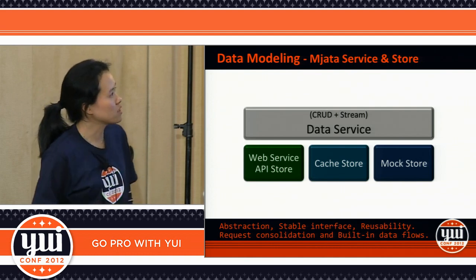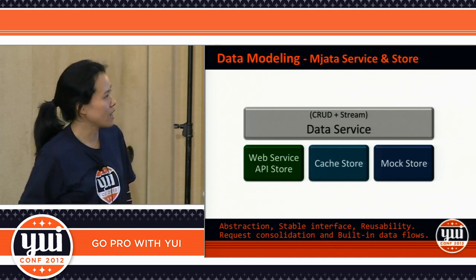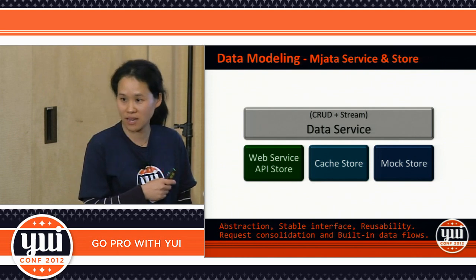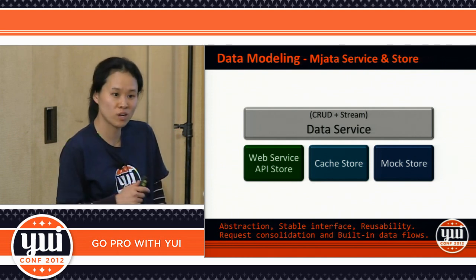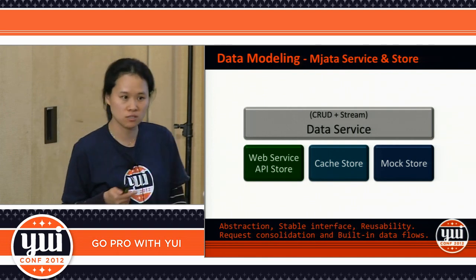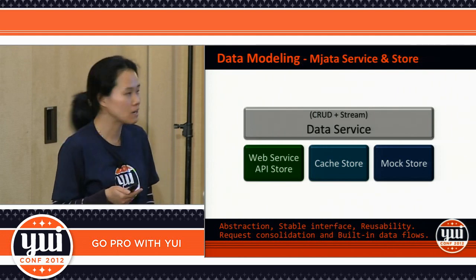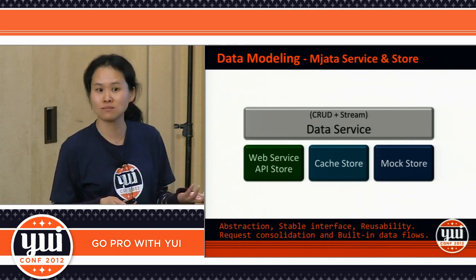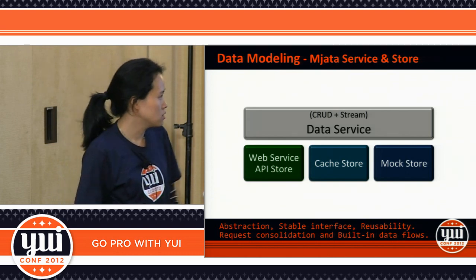In Mjata service, we have a data service layer. Behind the service layer, you have a bunch of different stores. You can have a web service API store, whether you're getting the data from your REST API or from your YQL API or whatever. You could configure a cache store for it, which could be local storage, memcache, Redis, or anything. And you could even have a mock store, which helps with initial development when the API guys are not ready, and also helps with unit testing.